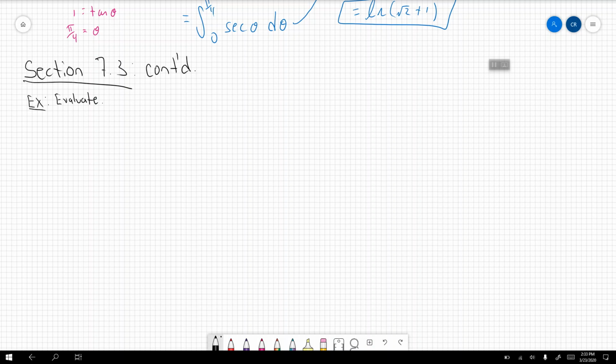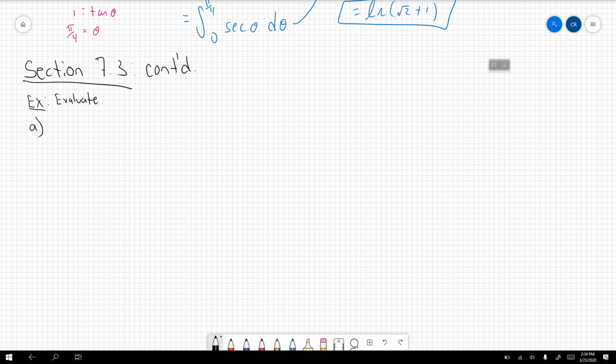So welcome back. All right, we're going to finish off section 7.3. What we were doing last time was evaluating these integrals that needed some sort of substitution, some sort of trigonometric substitution, to get these answers. What we want to do at this point is keep working with this, but make it a little bit more challenging.